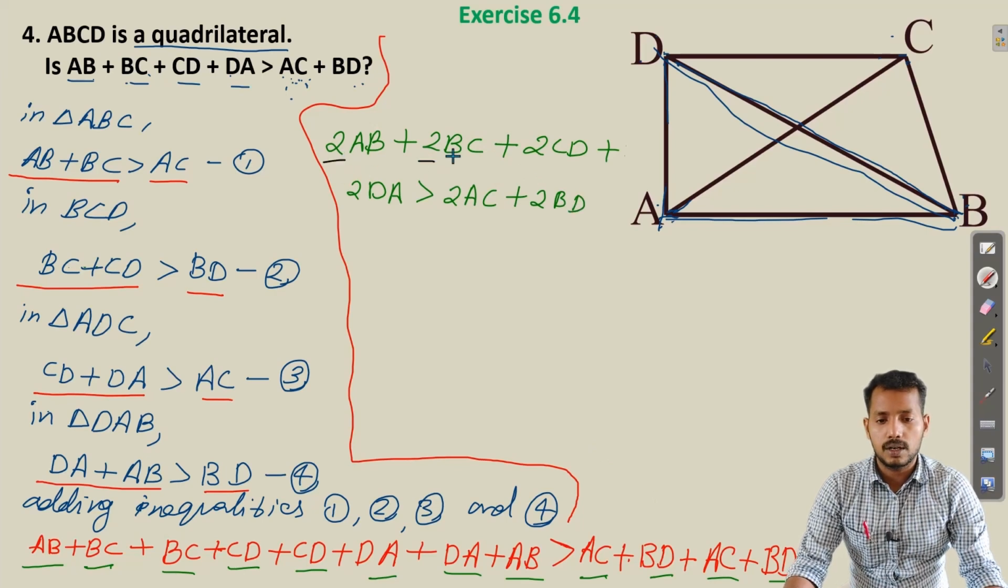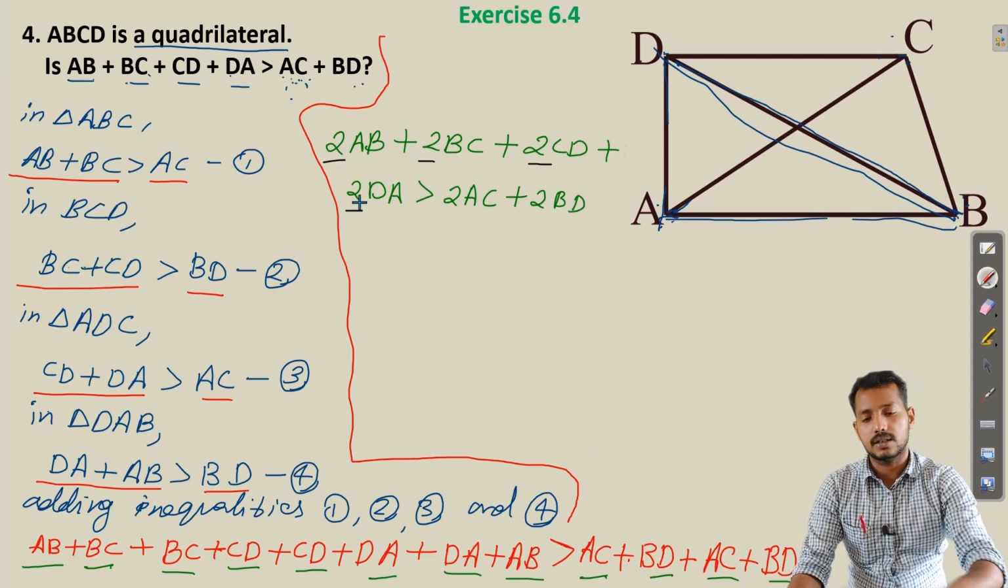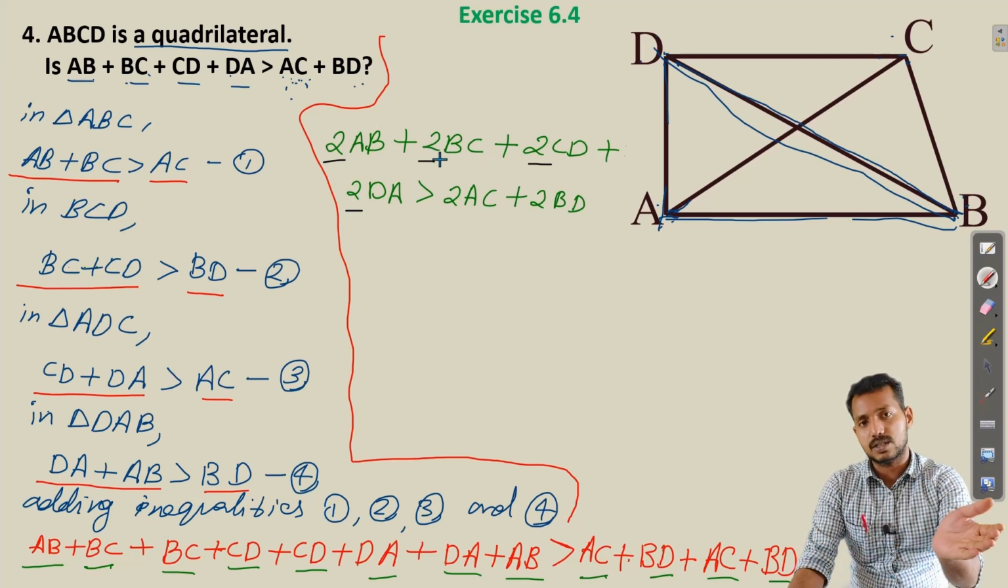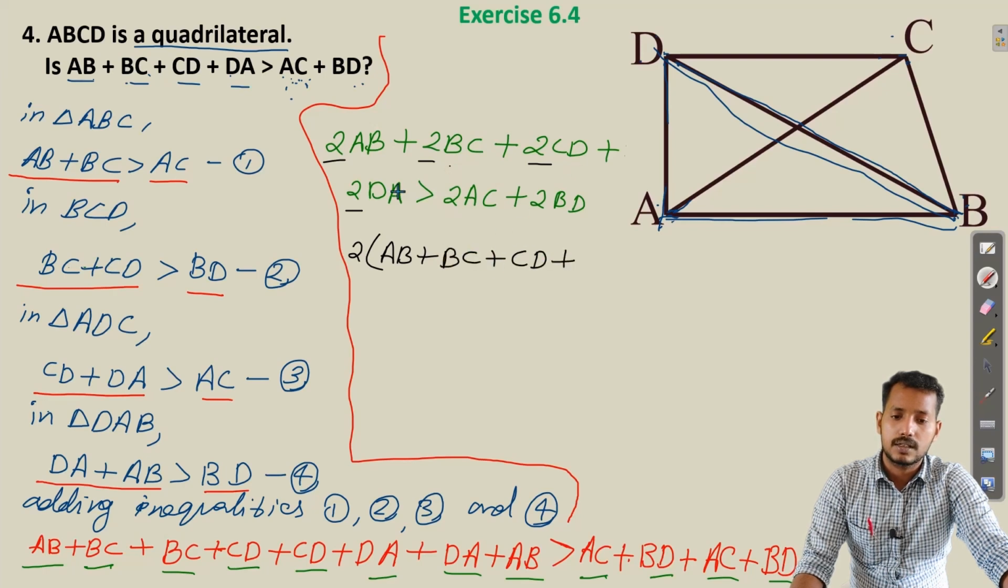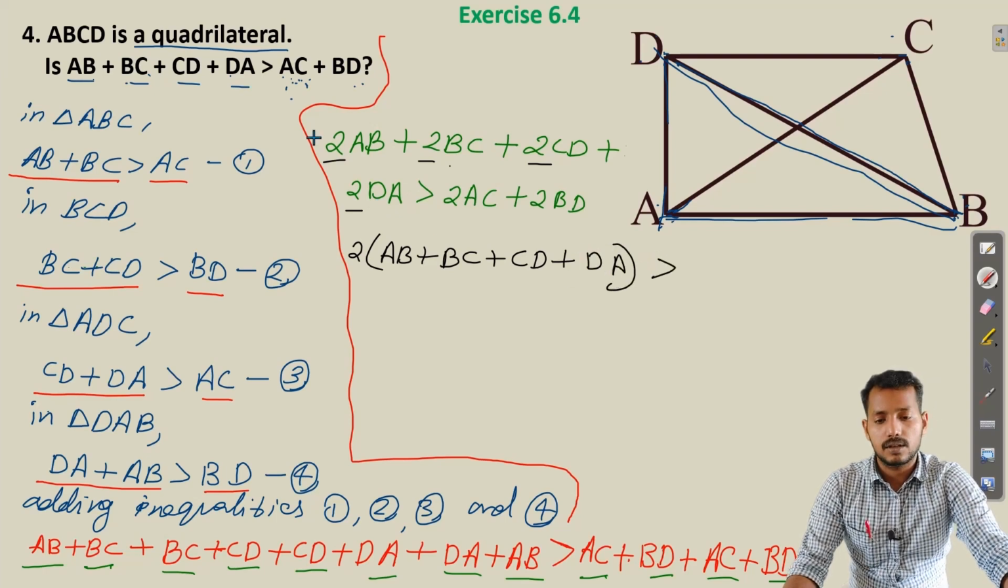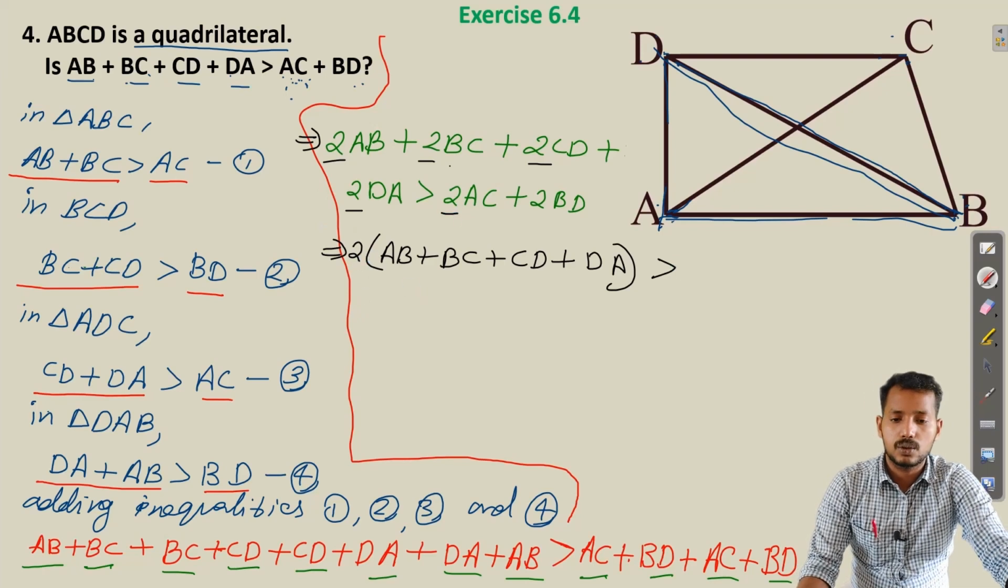Here 2 is common in all the terms of the left hand side. So take that 2 outside by using distributive property. So 2 is common, remaining AB plus BC plus CD plus DA is greater than, implies. Here also 2 is common. So take that 2 outside, 2 into AC plus BD.